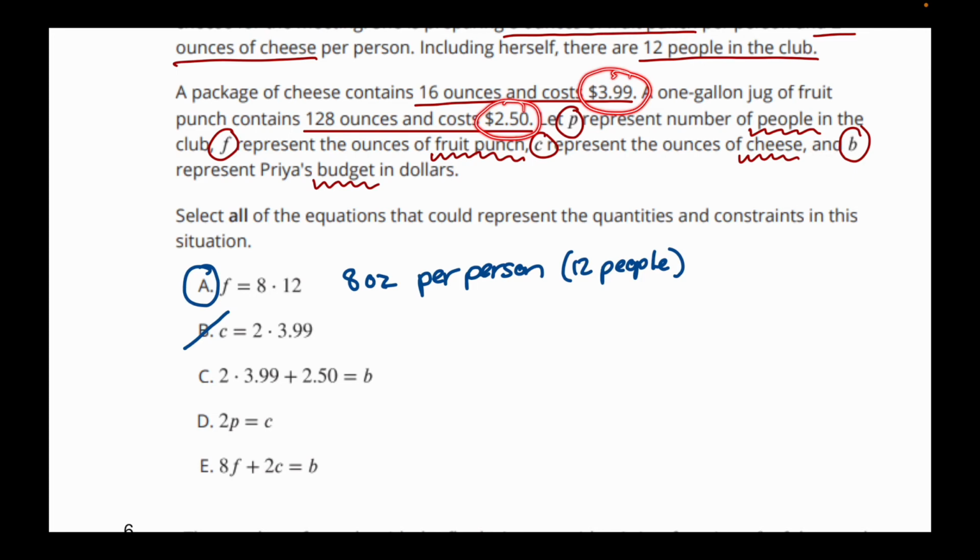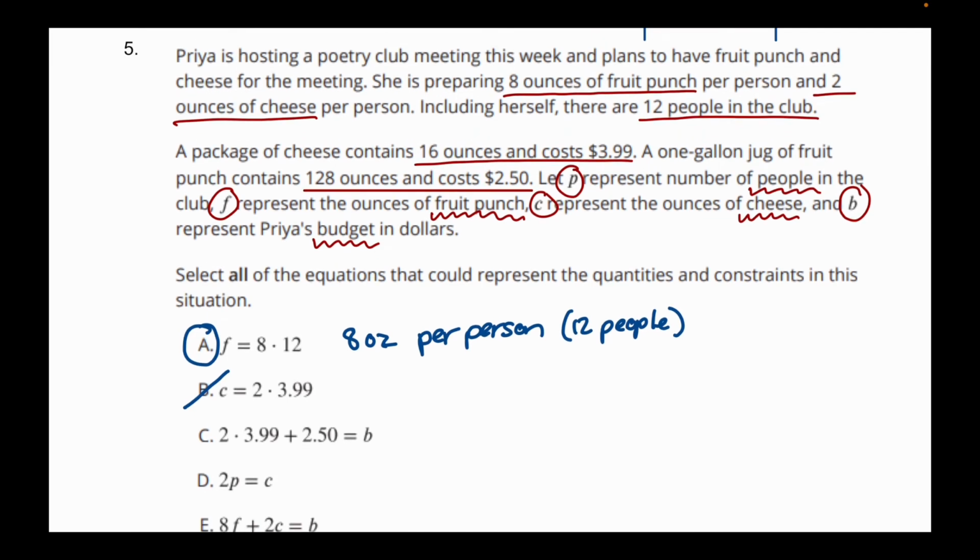So if she has 12 people and she wants 8 ounces, is 1 gallon going to be enough? Because she's only buying, according to this equation, 1 gallon for $2.50. So 12 times 8 is, I want to say, 96, but I'm going to double check myself on a calculator here. 12 times 8 is 96. So yes, she's going to buy a gallon and have 128. So the $2.50 is going to be enough.